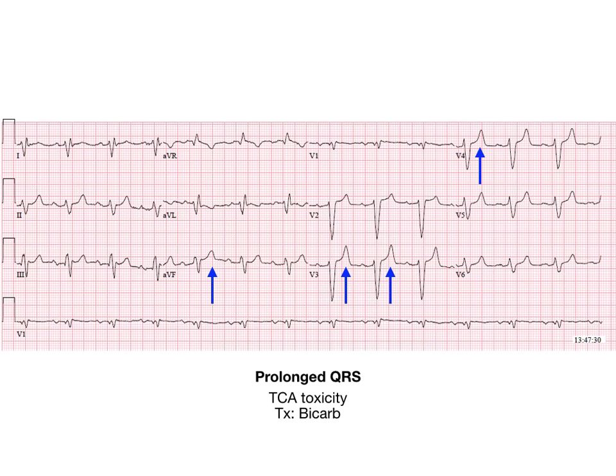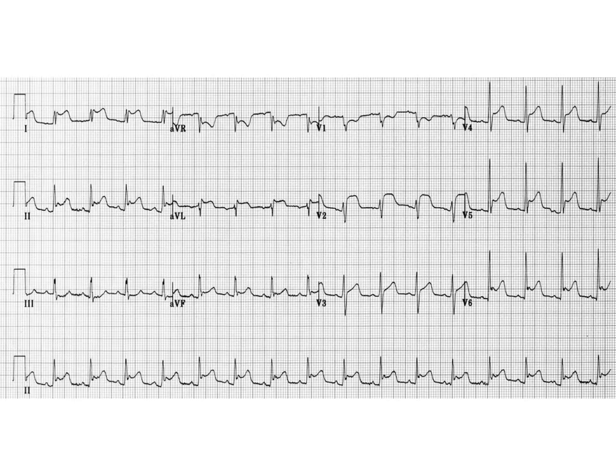So if you see a prolonged QRS on USMLE or COMLEX, they're telling you that someone overdosed or inadvertently took too many TCAs, you pick bicarb as the treatment, prolonged QRS is the ECG answer, be able to correlate all of that stuff because it's incredibly high yield. Here's our next example. What do you see on this slide?